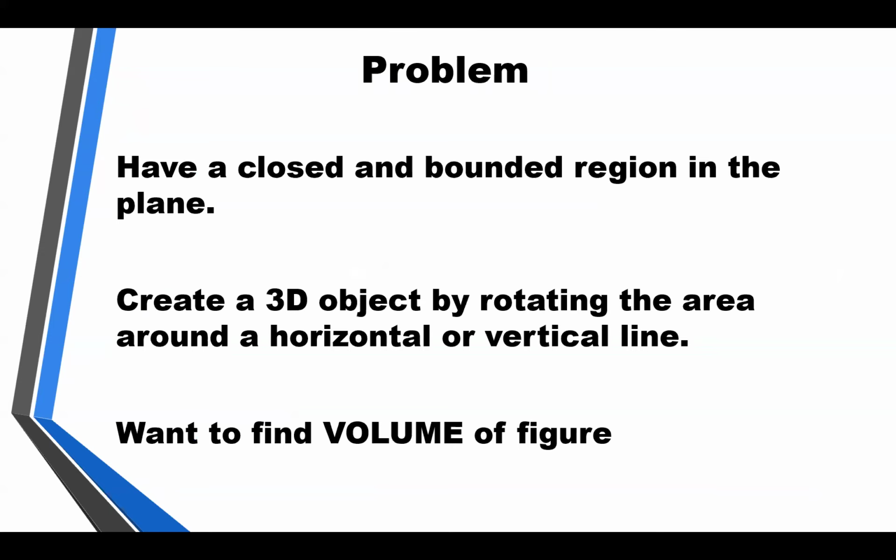We're going to start out with a closed bounded region in the plane, and then we're going to create a three-dimensional object by rotating that region, that area, around either a horizontal or vertical line. Once we do that, we're going to create a three-dimensional object, and we want to find the volume of that figure.